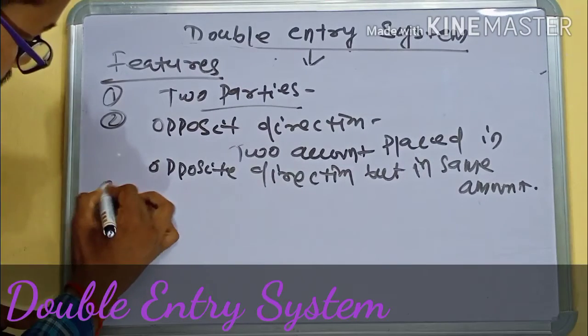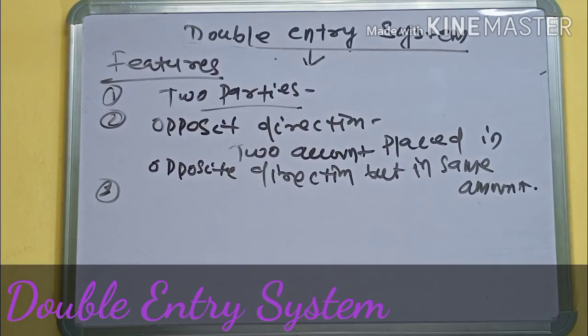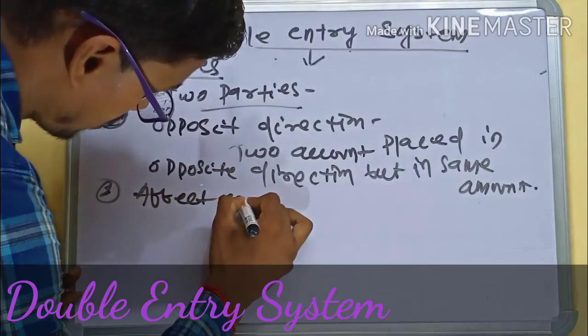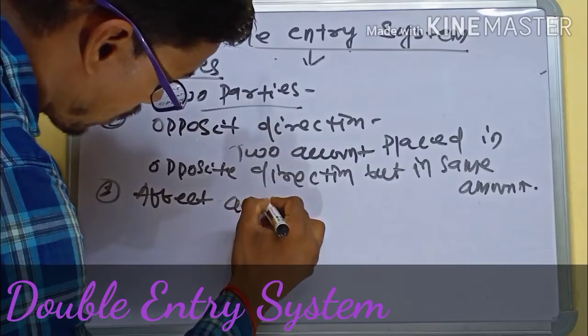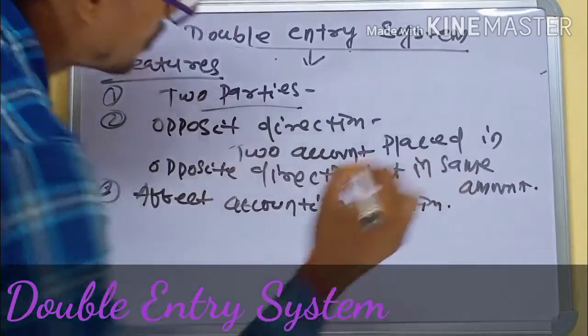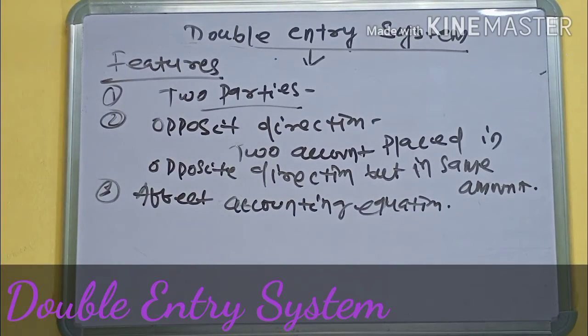Next feature is, each transaction affects the accounting equation. The three elements are assets, liabilities and capital. Each transaction affects the accounting equation elements: asset, liability and capital.